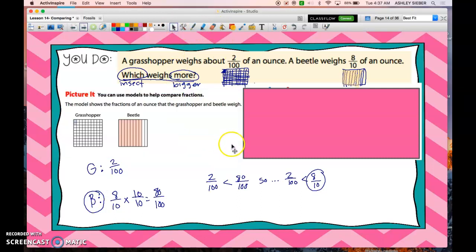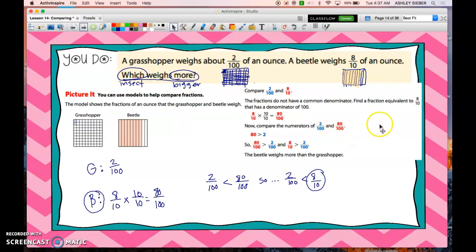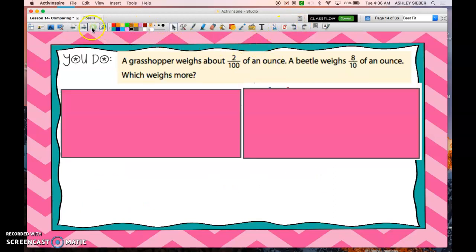Here's our picture from Ready Math. Much neater than mine, but it's hard to draw hundredths. And here's the math. They also only changed the 8/10ths. They didn't need to change the 2/100ths. Comparing fractions with common denominators is very easy to do.